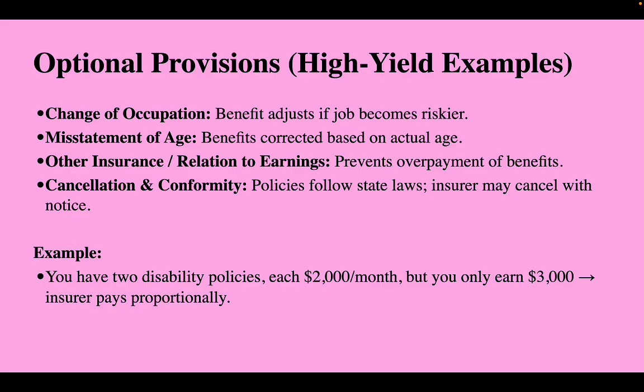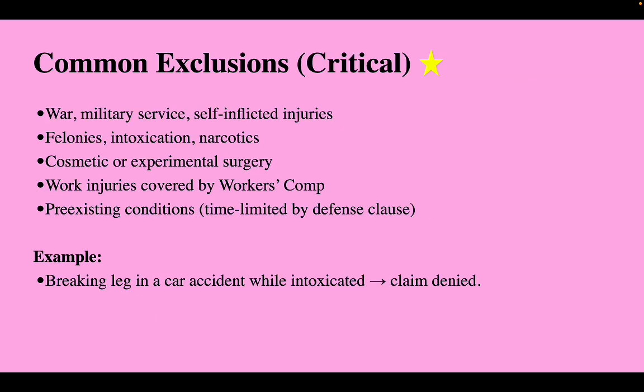Cancellation and conformity provisions ensure the policy aligns with state laws and may allow the insurer to cancel with proper notice. For example, if a person has 2 disability policies each paying $2,000 per month but earns only $3,000, the insurer pays proportionally. Common exclusions.